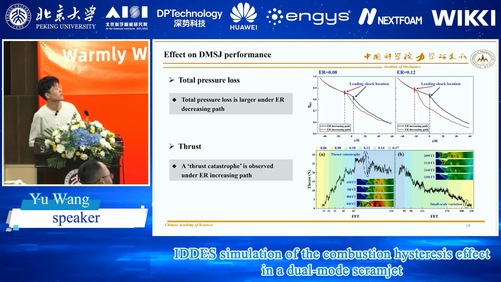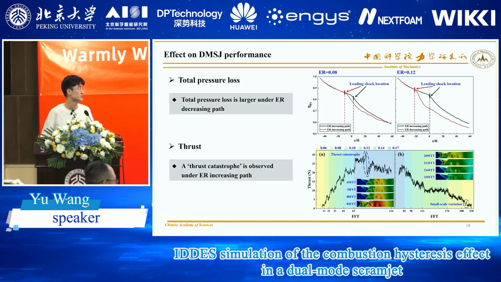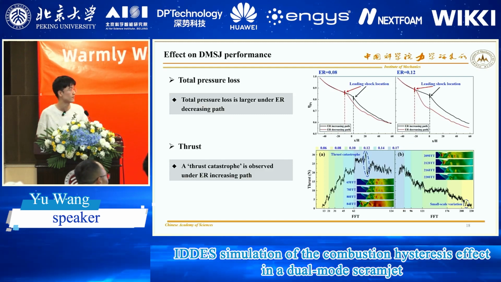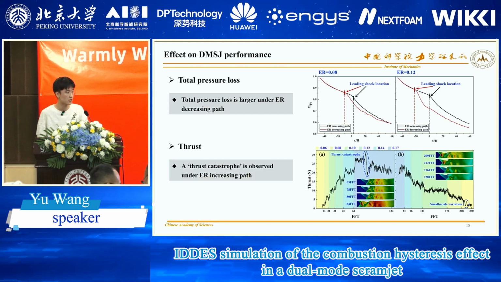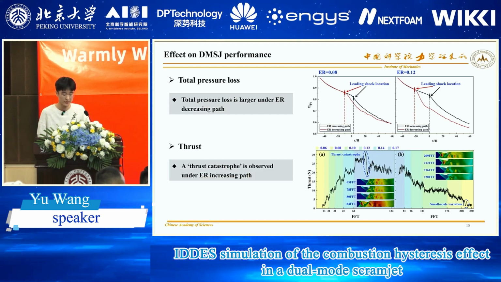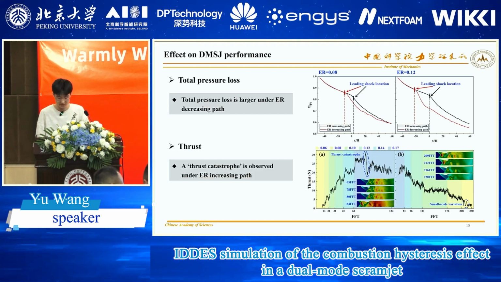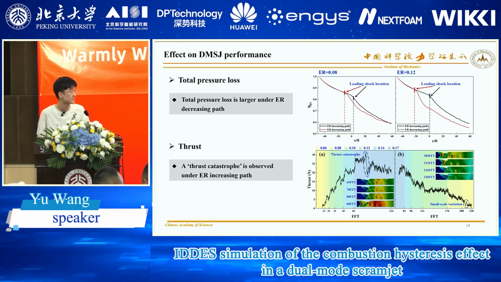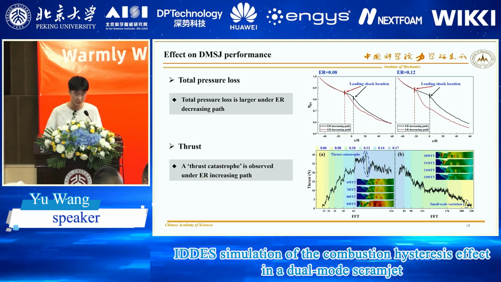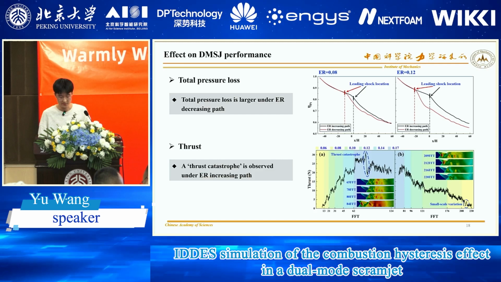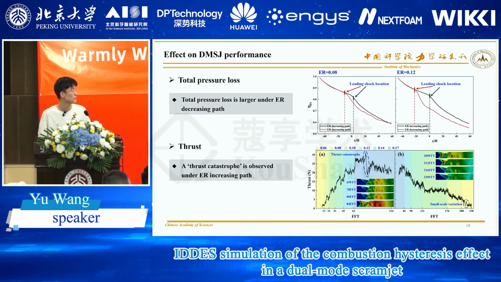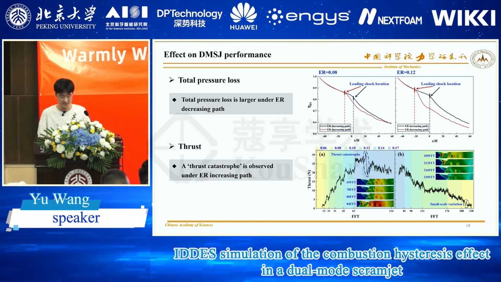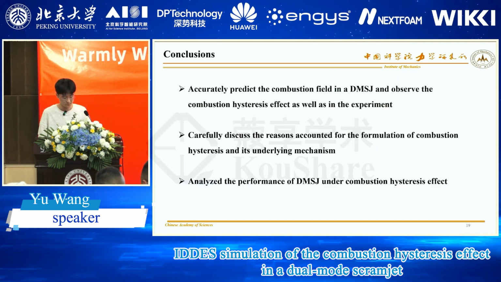The last part, we analyze the effect of combustion hysteresis on DMSJ performance. The total pressure loss is larger under the ER decreasing path, in that the Rayleigh loss is bigger due to more heat addition. This discrepancy becomes smaller as ER decreases. As for the thrust of the engine, numerical results observe a thrust catastrophe under the ER increasing path, while no large-scale variation is witnessed on the decreasing path.